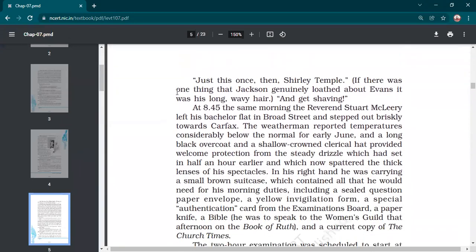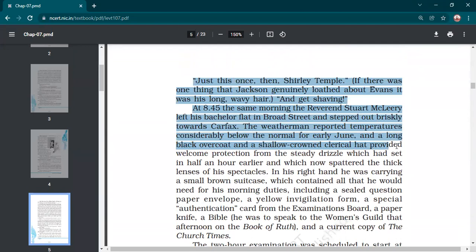Actually, there is some plan behind this thing. You will get to know soon. बहुत ही interesting वाला है. Just this once, then Shirley Temple. If there was one thing that Jackson genuinely loved about Evans, it was his long wavy hair and getting shaved.